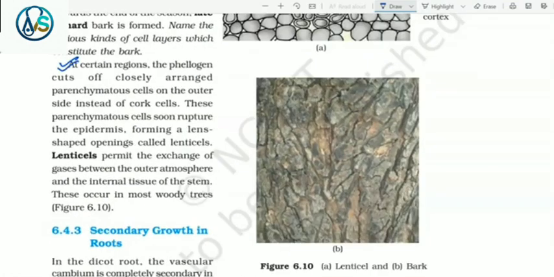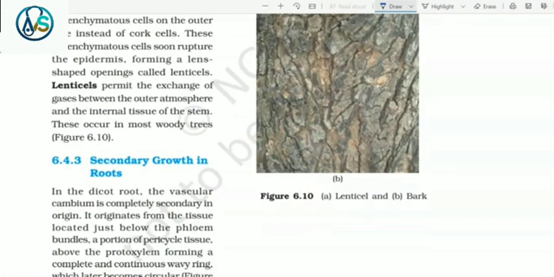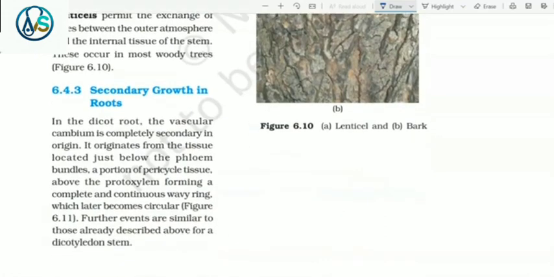At certain regions, the phellogen cuts off closely arranged parenchymatous cells on the outer side instead of cork cells. These parenchymatous cells soon rupture the epidermis, forming a lens-shaped opening called lenticels. Lenticels permit the exchange of gases between the outer atmosphere and the internal tissues of the stem. These occur in most woody trees.